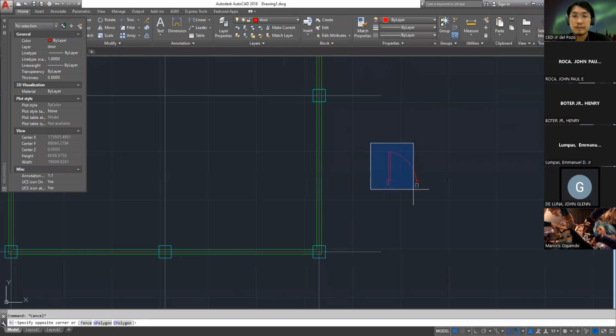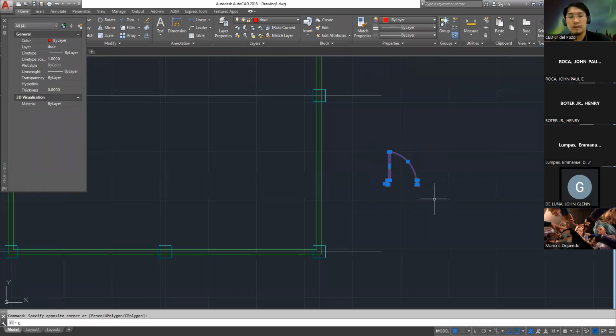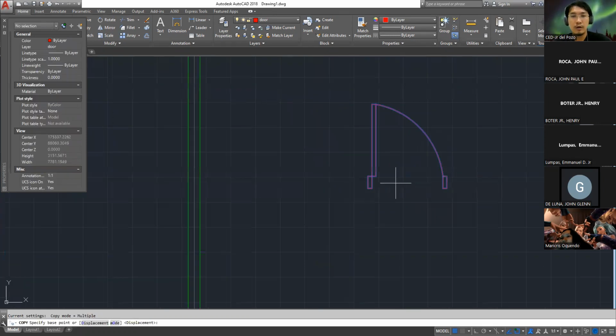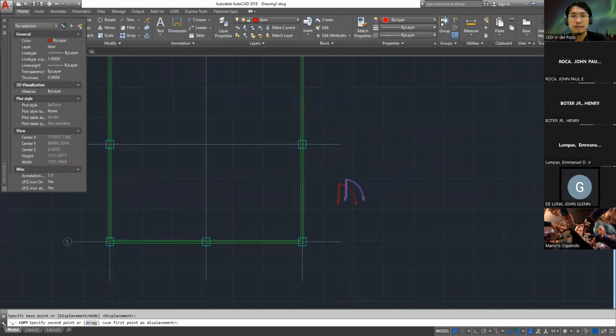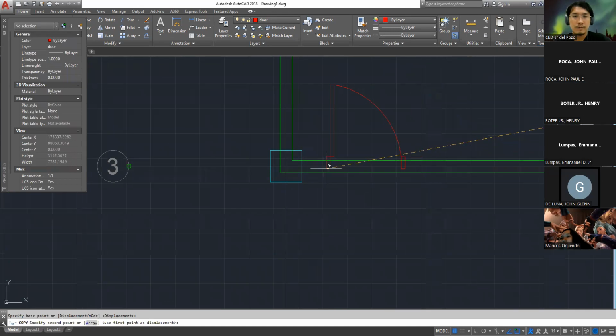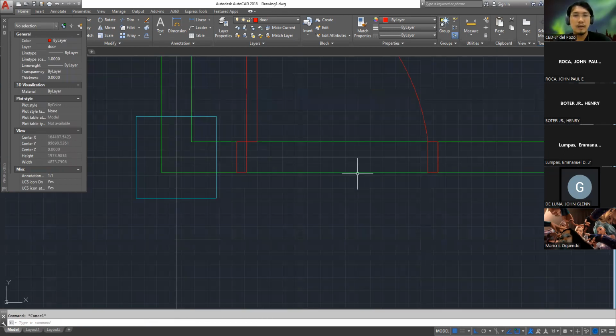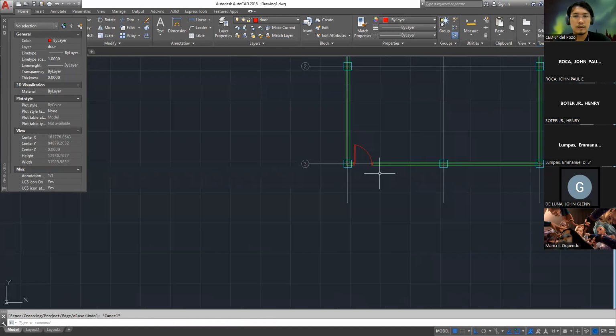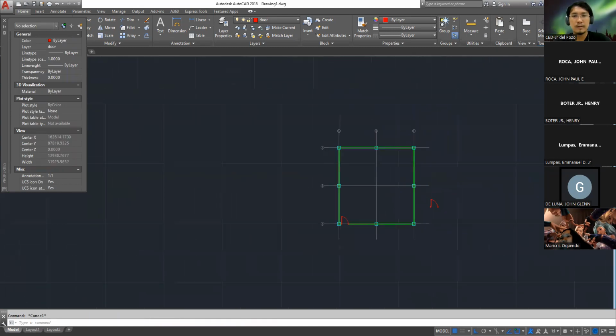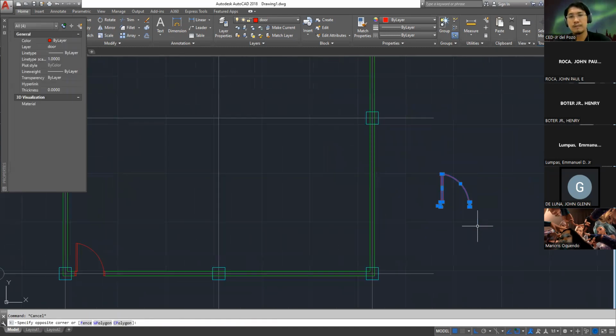Okay, going back. So let's say ipupwesto ko na to sa aking wall. Let's say 100. Yan. And then, ang gagawin mo is i-delete mo na tong wall na to. Wala na siyang purpose. So, yan. So, papasok siya sa kwarto.